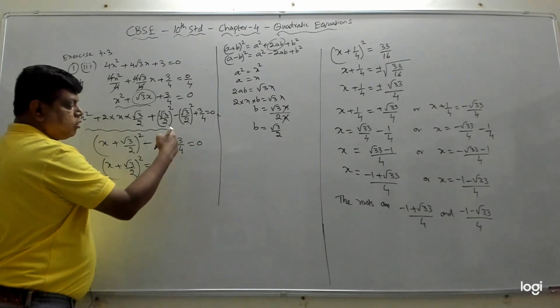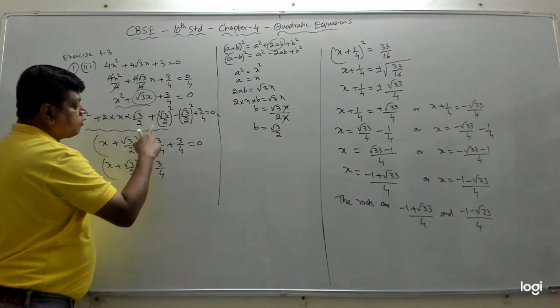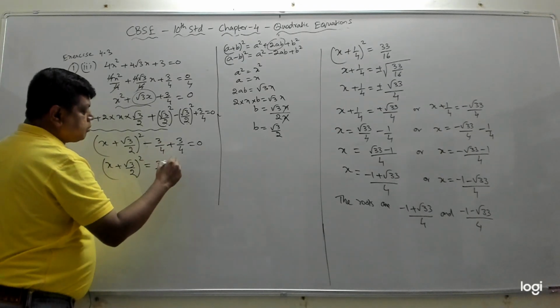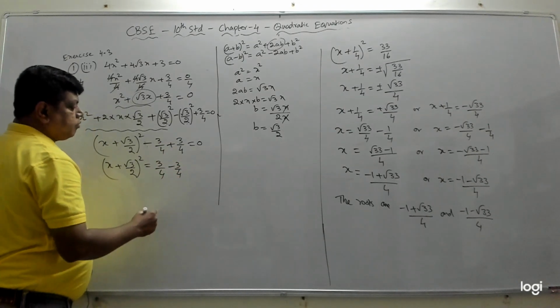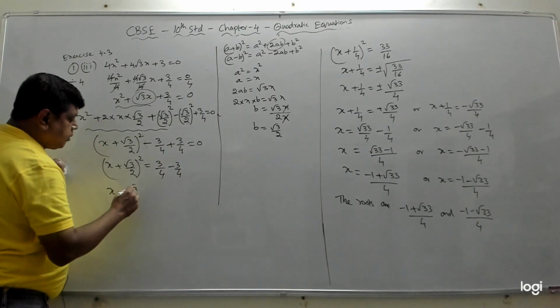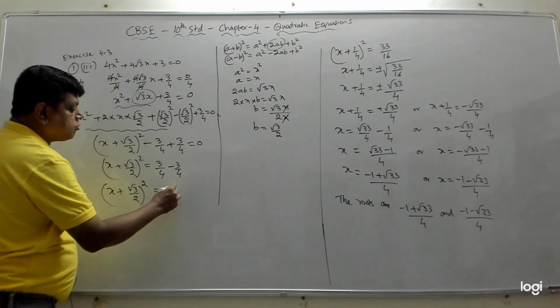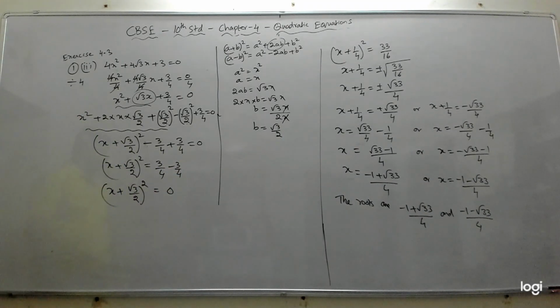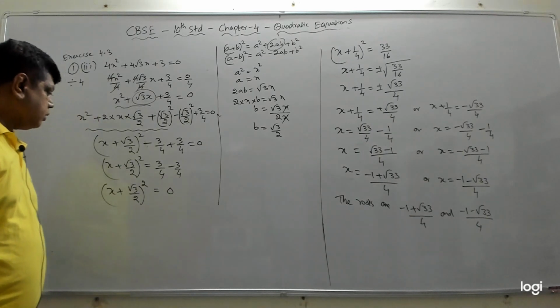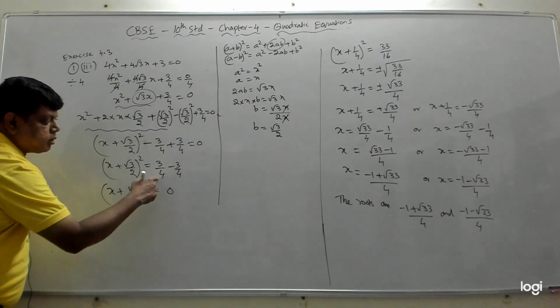So x plus root 3 by 2 the whole square is equal to, we can take this to the other side. Here also you can cancel, but generally we'll throw it to the other side. So this minus 3 by 4 will become plus 3 by 4, this plus 3 by 4 will become minus 3 by 4. Then these two will get cut. So you'll get x plus root 3 by 2 the whole square equal to 3 by 4 minus 3 by 4, which is 0.